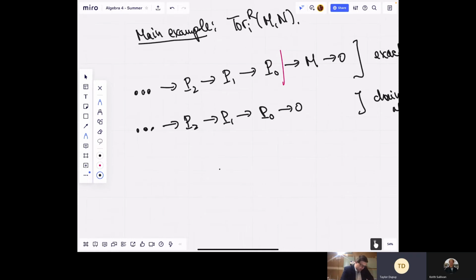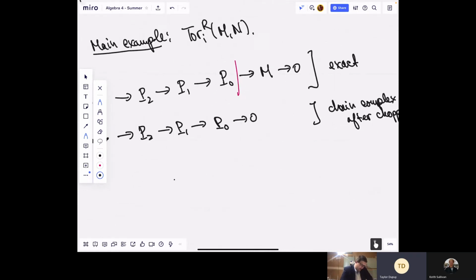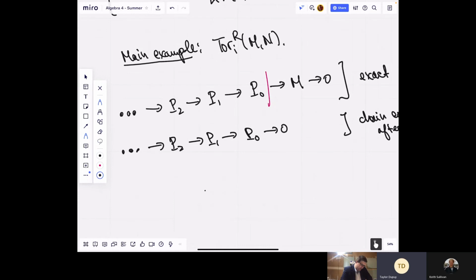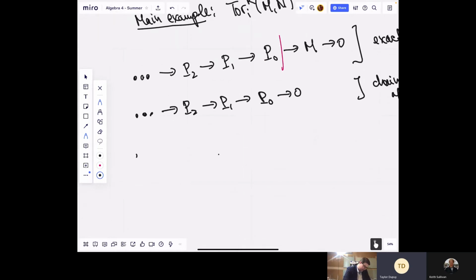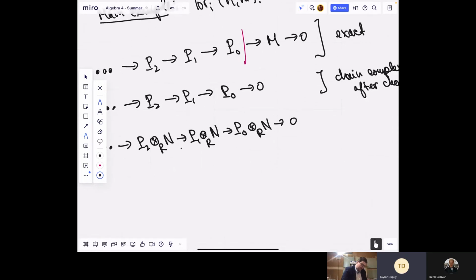Okay, so now what do we do? Now we apply one of our functors. We resolve with M, and let's take the tensor product with N. So we do P_2 tensor N, P_1 tensor N, P_0 tensor N, and then this goes to 0 like this. Now we have a chain complex.